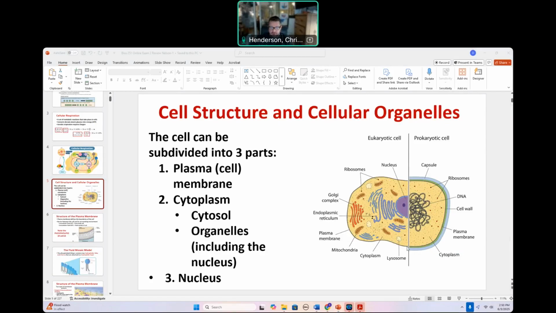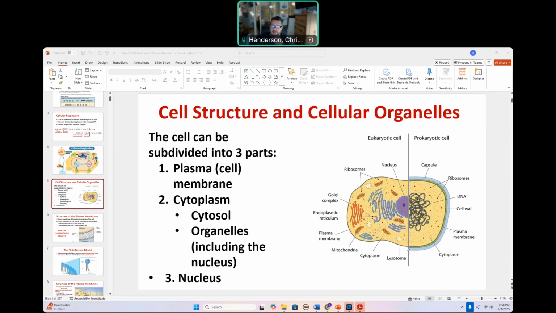One, you need to know the cell membrane. And there's three things that you need to know about the cell membrane. What makes up the structure of the cell membrane and what are the properties of that? What are the functions of the cell membrane? And what are the two different types of proteins? And can you name an example of that?